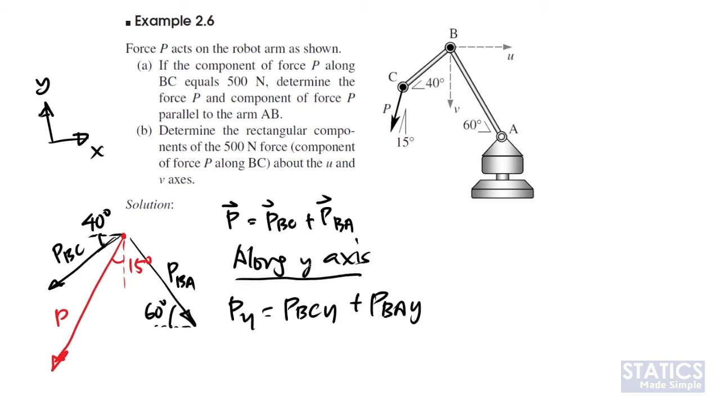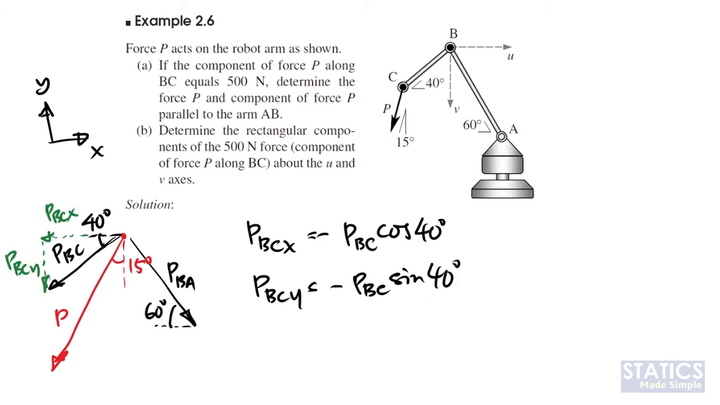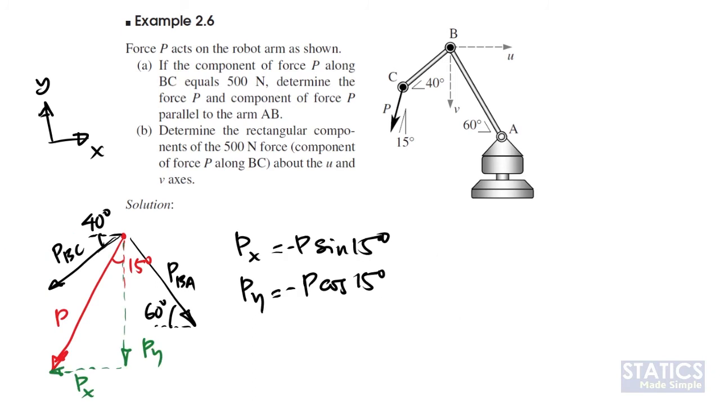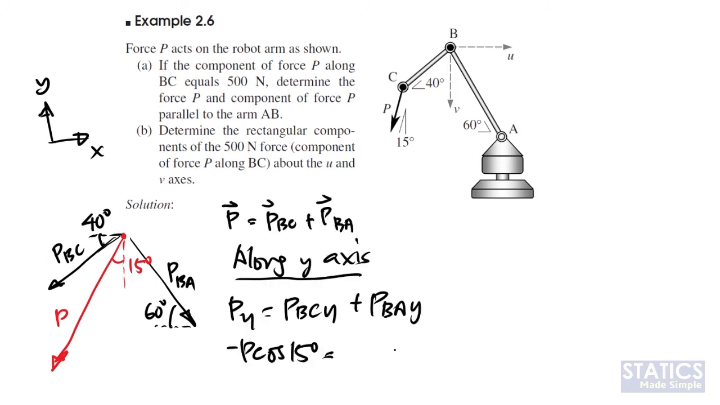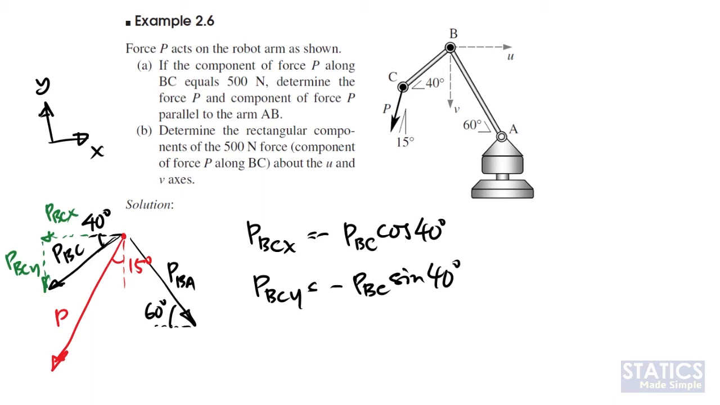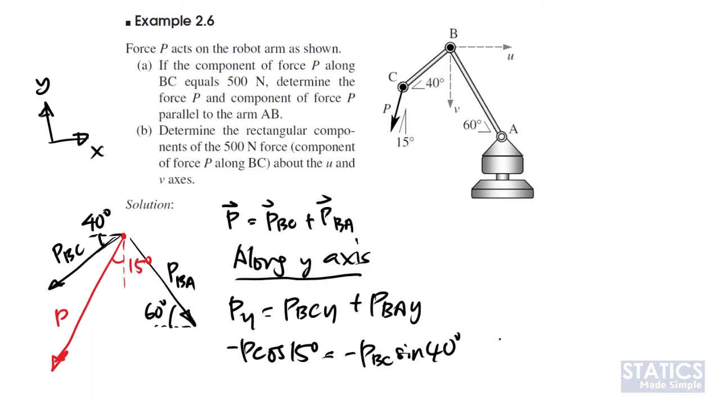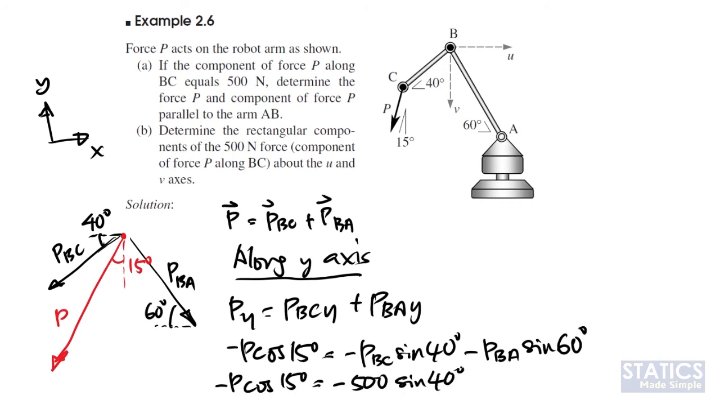Now we want to solve along y-axis. Py equals minus P cos 15 degrees, while PBC along y is equal to minus PBC sine 40 degrees, and PBA along y equals minus PBA sine 60 degrees. Substitute the values that we know. We will have minus P cos 15 degrees equals minus 500 sine 30 degrees minus PBA sine 60 degrees. This will give us the second equation.